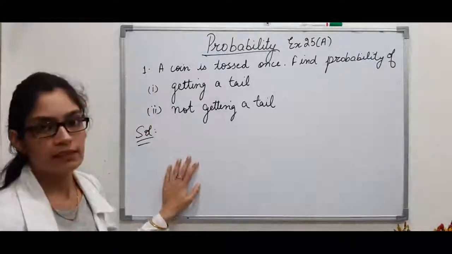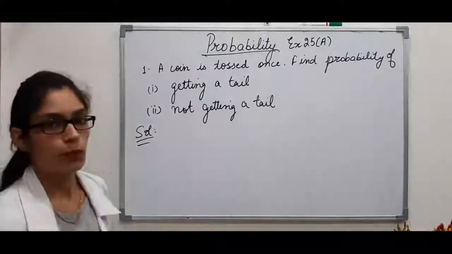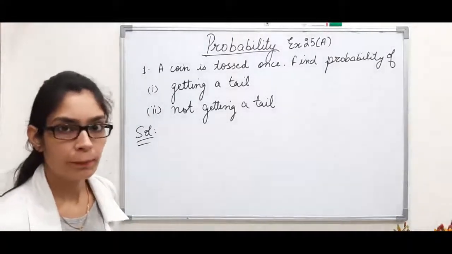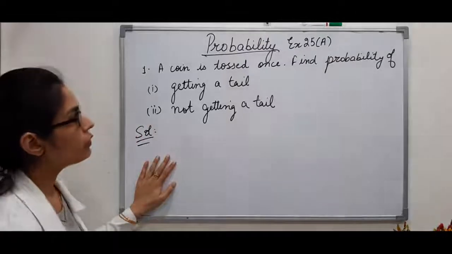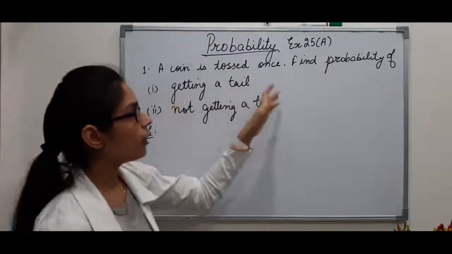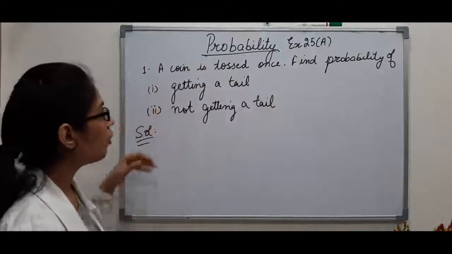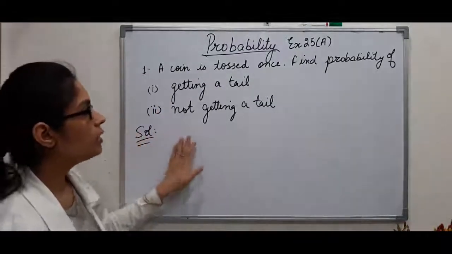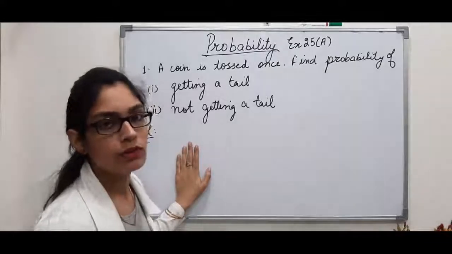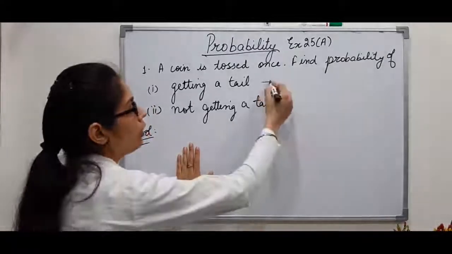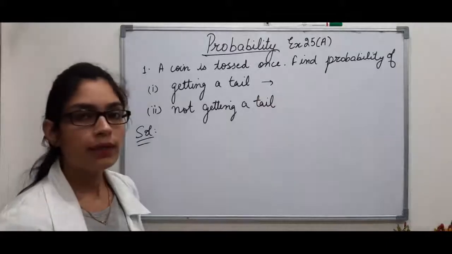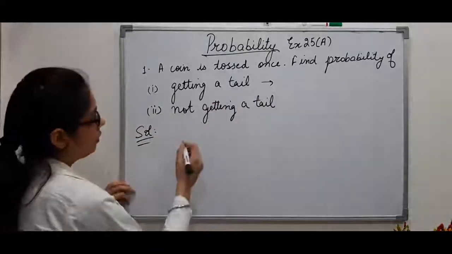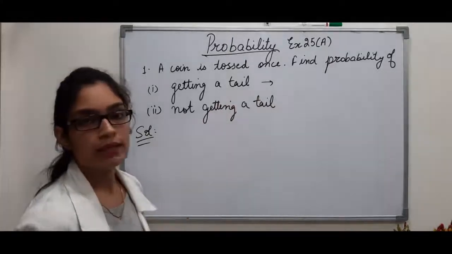Let's start the exercise. This is your exercise 25A of Selina Publishers Science Mathematics. So the first question is, a coin is tossed once. Find the probability of getting a tail, not getting a tail. So two parts are there. While calculating the questions of probability, first of all you need to calculate the total number of possible events. For that you have to create a sample space.